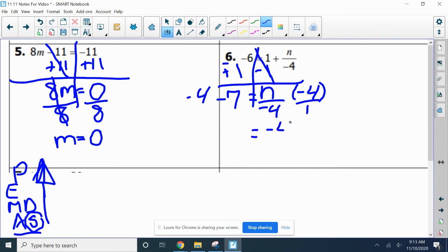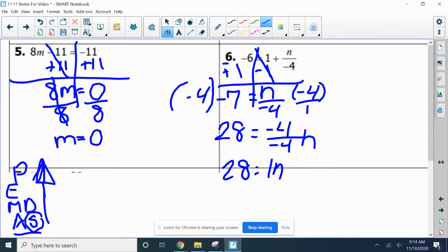So you could say -4 over -4n, and then -4 times -7 is going to give me, well, 4 times 7 is 28, and a negative and a negative are going to give me a positive. So I have 28 equals -4 over -4n. Well, -4 divided by -4 is just 1. So 28 equals 1n, or 28 equals n.